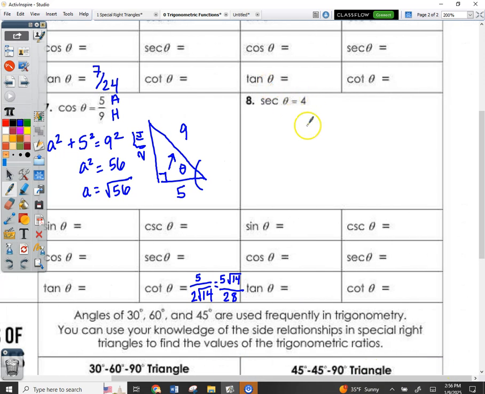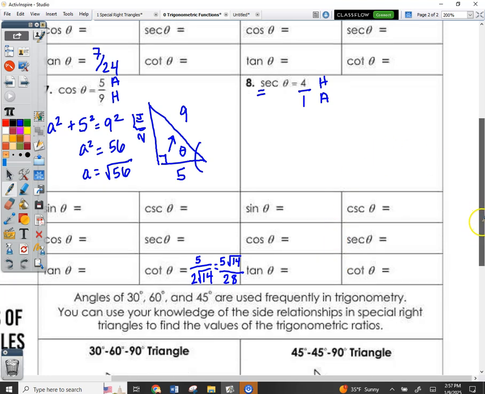And then what if they give you the ratio, but it's a whole number? Don't forget every number's over 1. So that's 4 over 1. That's where your second number comes in. Of course, this is secant, that starts with an S. That's the opposite of cosine. Cosine's adjacent over hypotenuse. So this would be the hypotenuse over the adjacent.